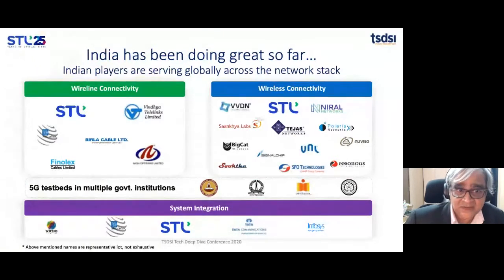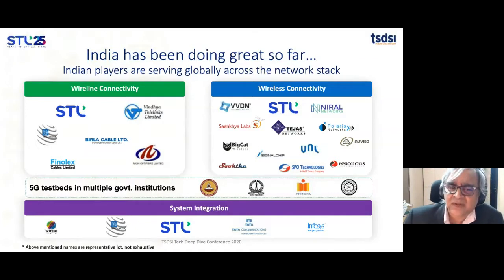I mean, there is just a very, very healthy ecosystem of startups today. People who have worked for companies. A number of companies are here today with us. I just made a very, very small example in the context of 5G, as well as in the context of connectivity, active and passive connectivity. There are test beds in multiple government institutions. There are system integrators like the Tatas and the Infosys of the world, and to a certain extent, people like ourselves and like the HFCL group, not to mention the Wipros of the world.